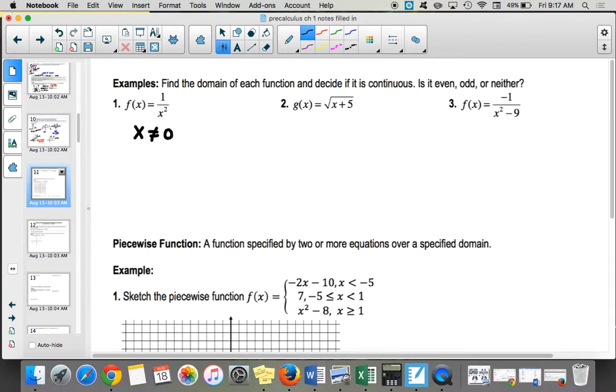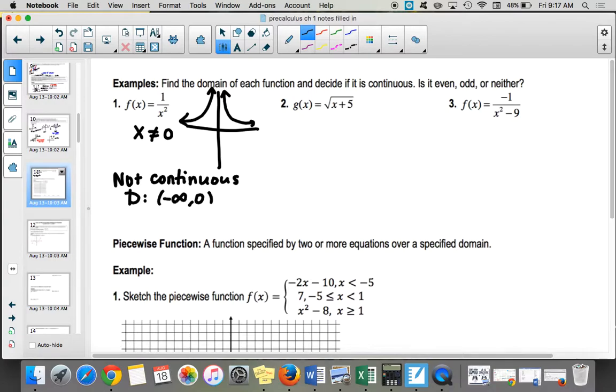Okay, but can I plug in things on the right side and the left side of 0? So could I plug in like 0.1, negative 0.1? Sure, right? That's allowed. But what's happening at 0, and if you sketch this out, it looks like this. So if you use your calculator and you graph 1 over x squared, you will get that shape. Would I be able to draw that without lifting a pencil? No, I would not. So this is not continuous. And it's because its domain is negative infinity to 0, but we have to skip over 0, so then 0 to infinity.